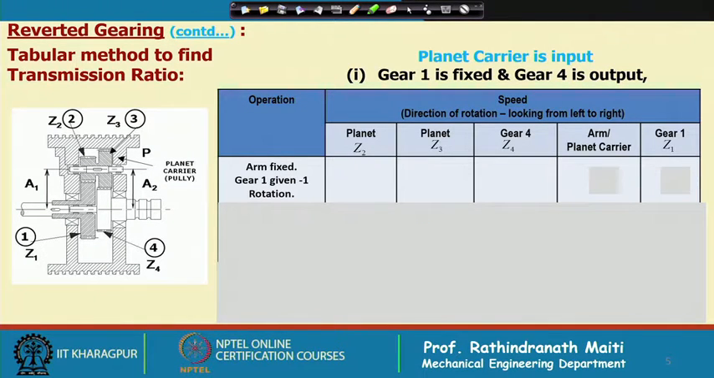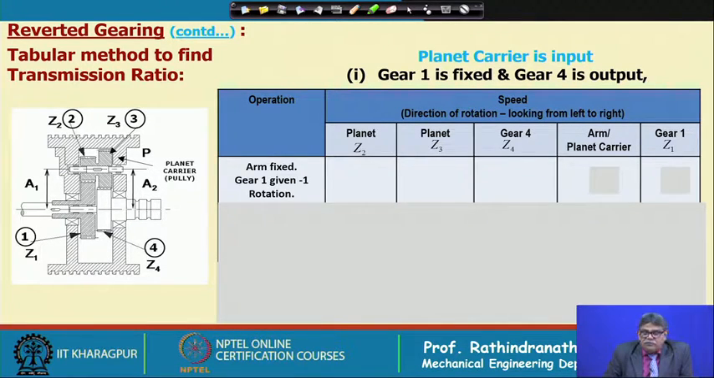Now, how to find out their transmission ratio? First, we shall consider the first case, which is gear 1 is fixed and gear 4 is output. In this case, as you see, this gear 1 will remain fixed and input will be the planet carrier or the pulley, and output will be 4.